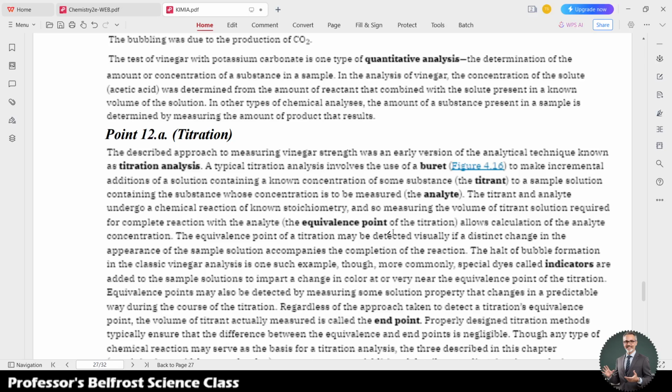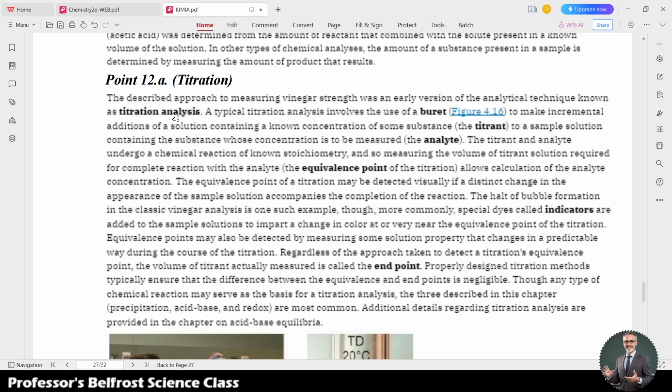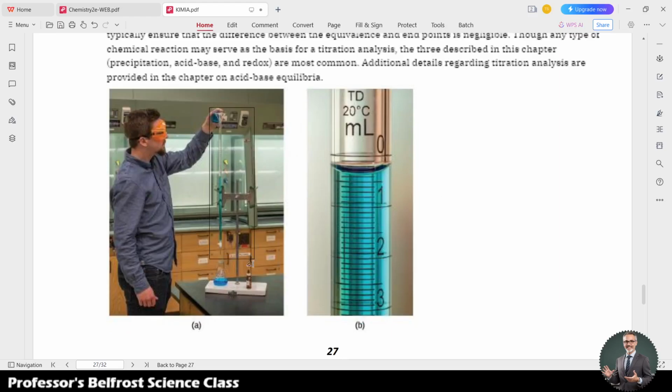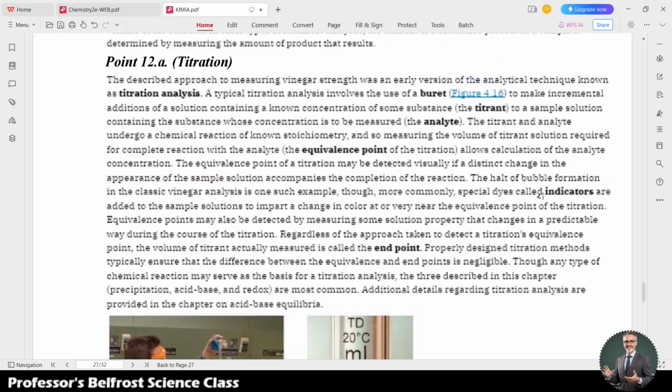Let's see some quantitative analysis. First one is titration. Titration analysis typically involves the use of a burette. What is a burette? This is a burette, the one used by this guy, this tool, this measuring tool.